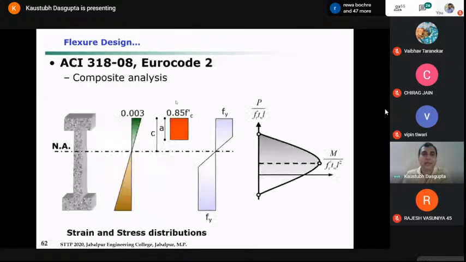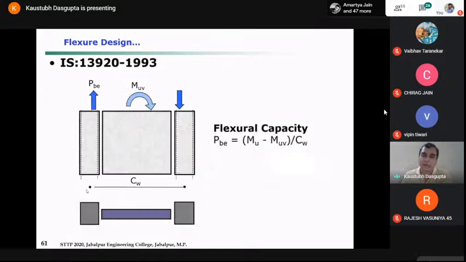Even the other codes from very early years were proposing that the superposition is not possible. You have to consider the entire section as a whole. So although this composite analysis is now prescribed in the 2016 version of 13920, still the reinforcement and other details are followed in the same way as the column in 13920. So I just wanted to highlight this major thing.